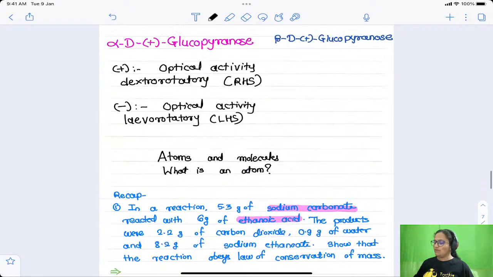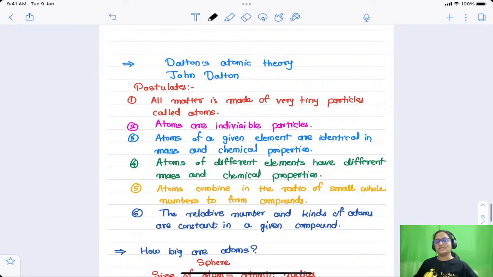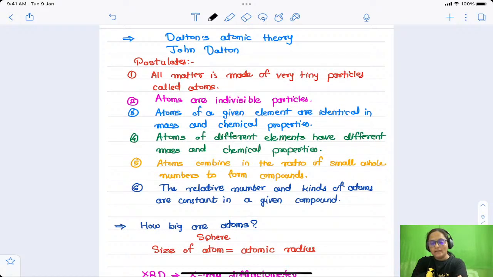Let us just revise what we have studied today. So this is the recap. Today we have discussed Dalton's atomic theory. John Dalton, a British scientist, gave the postulates on the structure of atoms and molecules. These postulates are on the basis of the observations of the law of conservation of mass and the law of constant proportion. All these postulates we have discussed in detail.